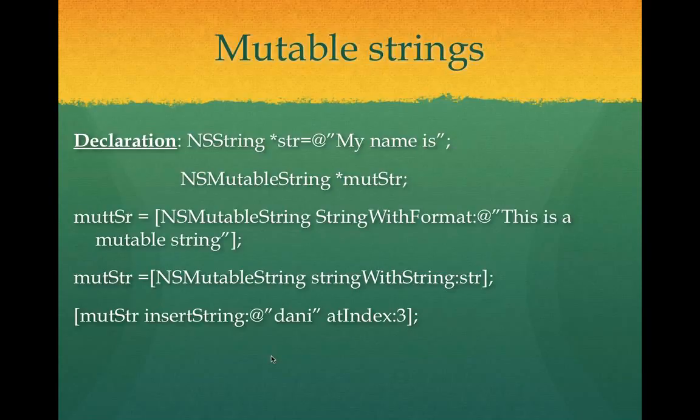Now the last one is the append string. Append string adds this string to the end of my mutable string, without calculating any index. So if I want to add some words to the end of my string, I use this method called append string. So now, if I want to print mutstr, it will give me a result of my name is Danny Arnaud. And that's it for mutable strings.